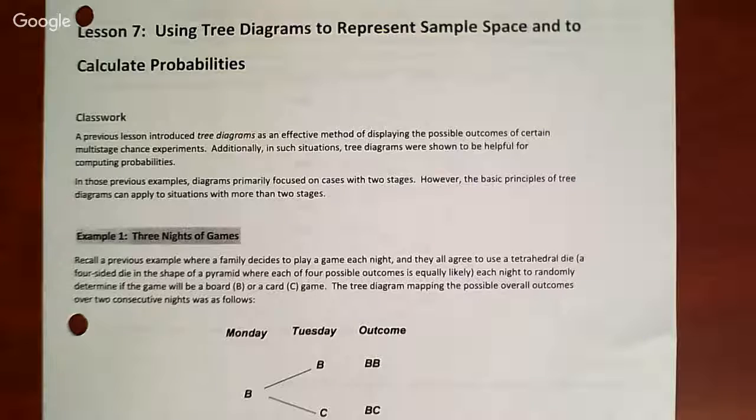Okay, so for this lesson today, here's what we are going to do. In the previous lesson, we introduced tree diagrams as an effective method of displaying possible outcomes of certain multi-stage chance experiments. Additionally, in such situations, tree diagrams were shown to be helpful for computing probabilities. What we're going to do is do more of that today.